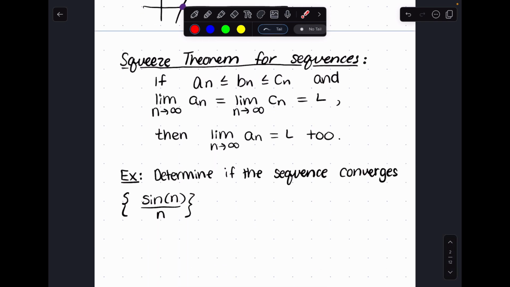All right, so we have a squeeze theorem for sequences. So we have if a sub n is less than or equal to b sub n is less than or equal to c sub n, so we have this inequality. And we know that a sub n and c sub n converge to the same number. Then since b sub n is squeezed right in the middle, b sub n must also converge to that same number. And I'm realizing I have a typo. So we can make a conclusion about b sub n.